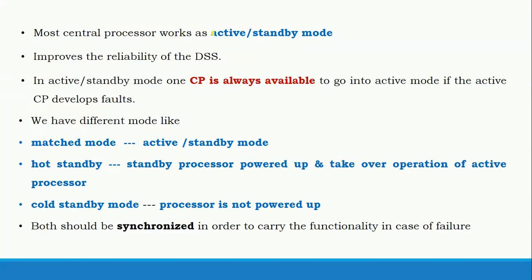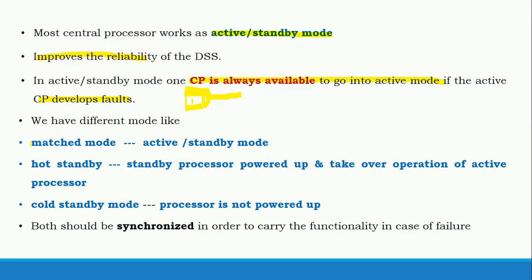So most central processors work on what? Active standby mode. What does active standby mode mean? There will always be one central processor available to go into active mode if one central processor fails. So this is nothing but duplication. Suppose you have one central processor which fails. Behind that you'll have another central processor. In case of this failure, this will take over the active processor mode. This is done to improve the reliability, because in a switching system, even for a second, the switching system should not go into a non-working mode. For that purpose, you need to go for that.